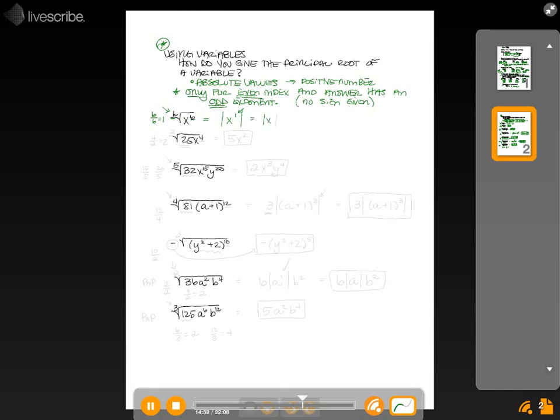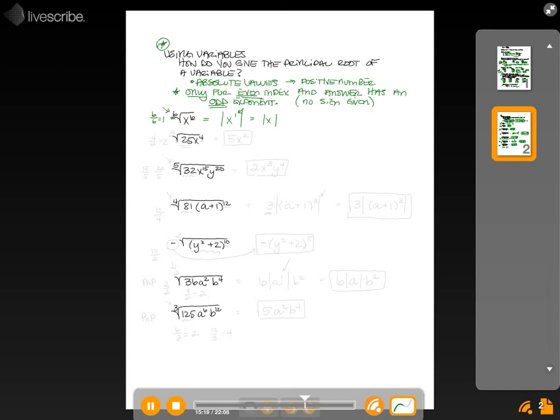I'm going to rewrite that over here because you don't need to write that exponent of 1. You have the absolute value of x, because that x could be positive or negative. The even index tells us that you could have both answers, a positive answer and a negative answer. So we have to put it in absolute values in order to make sure that it's positive.